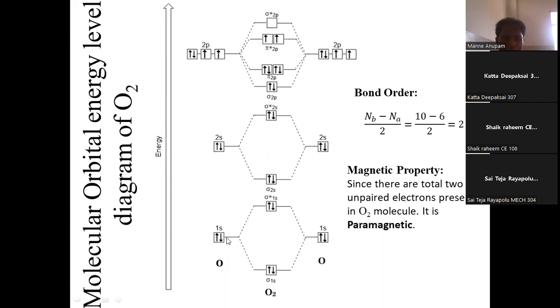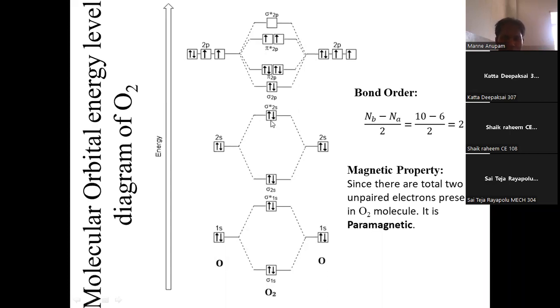See how electrons are filled up. In 1s there are 4 electrons: 2 electrons are bonding and another 2 electrons are anti-bonding. Now 2s. 2s electrons are there like this, and out of 4, 2 are here and another 2 electrons are here, in sigma 2s.